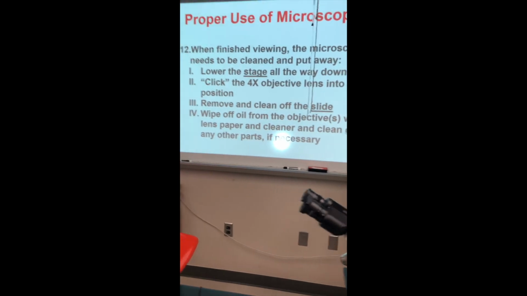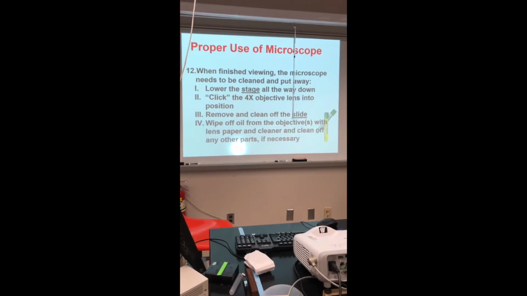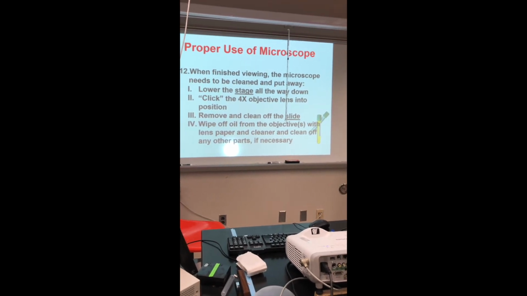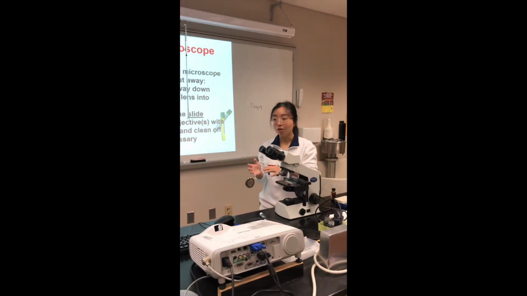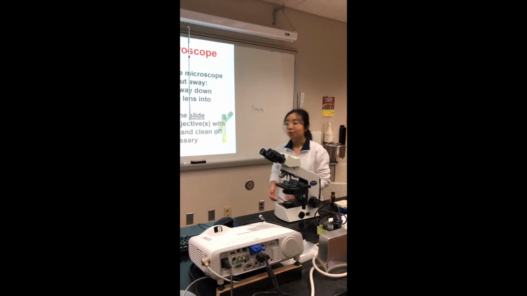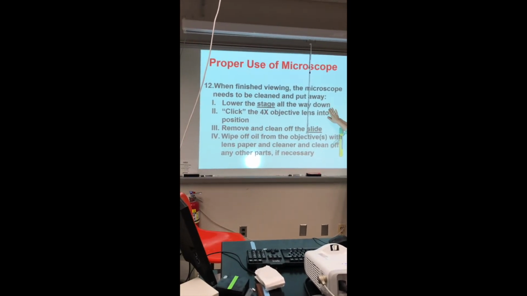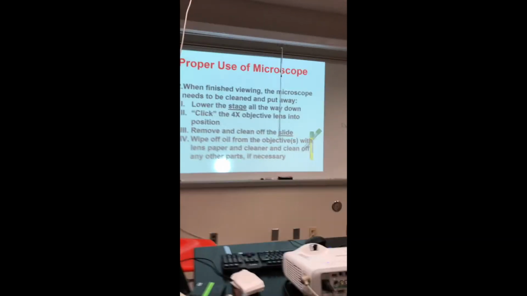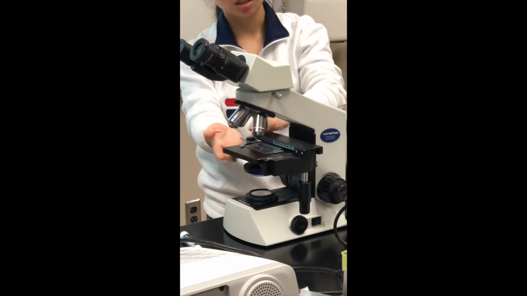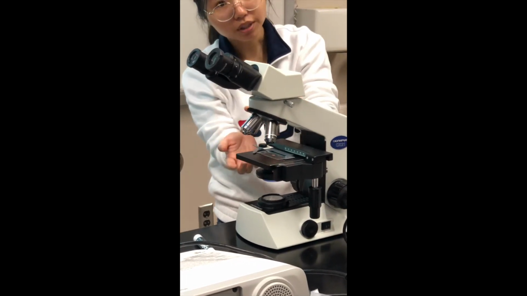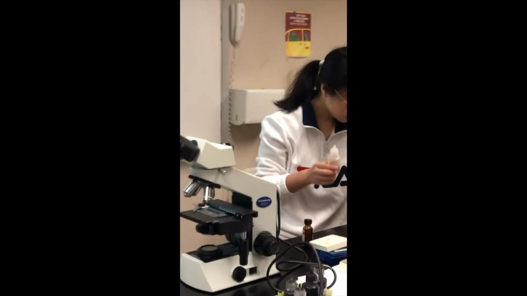Let's have a look at when you finish viewing. Because this is so important and people always carelessly leave some oil on our compound microscope, this is something I really emphasize a lot. When you finish using the microscope, it needs to be cleaned and put away. Again, lower the stage. First go to our 4 times, lower our stage to its lowest position. The 4 times is in its position. And use the lens cleaner and the lens paper.